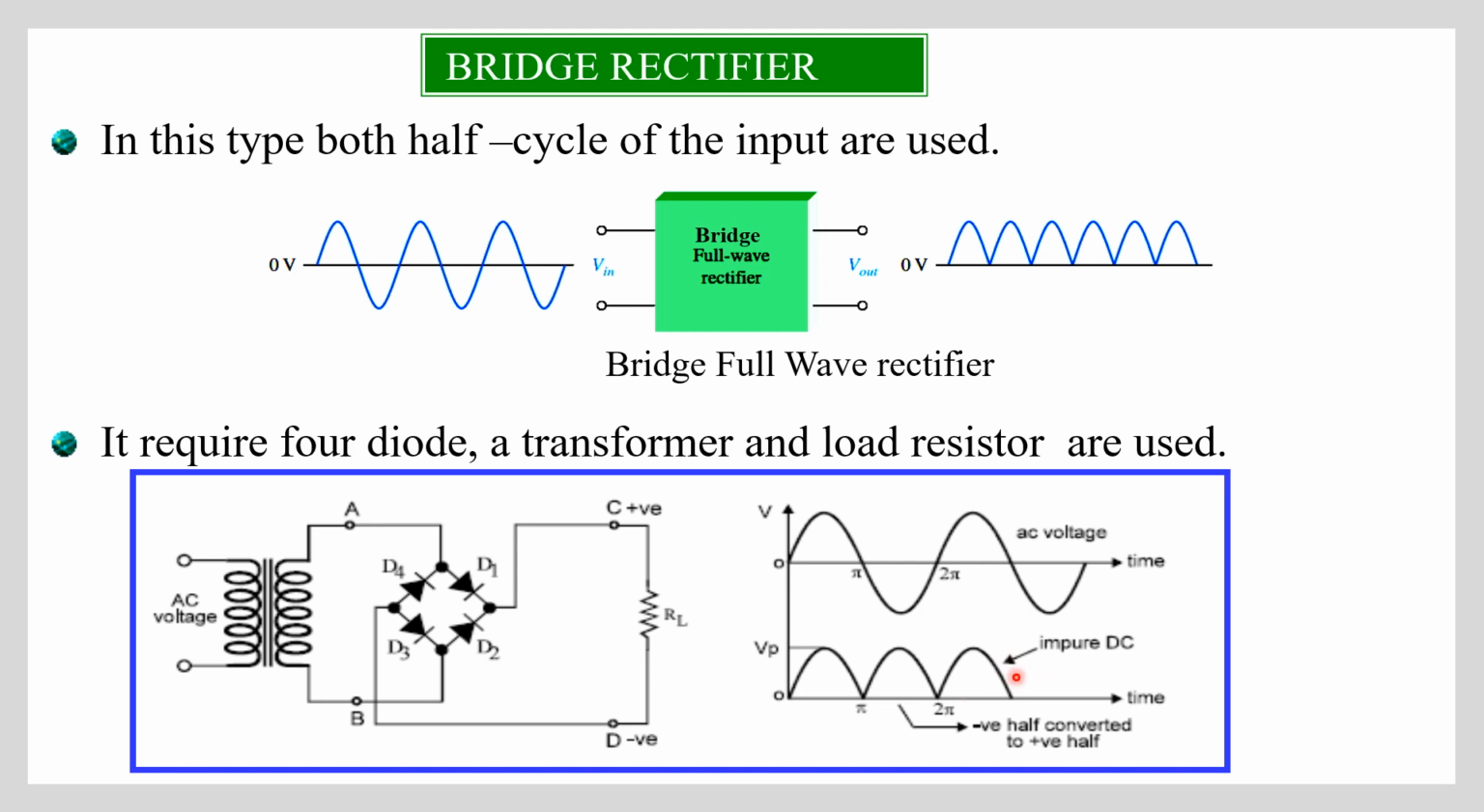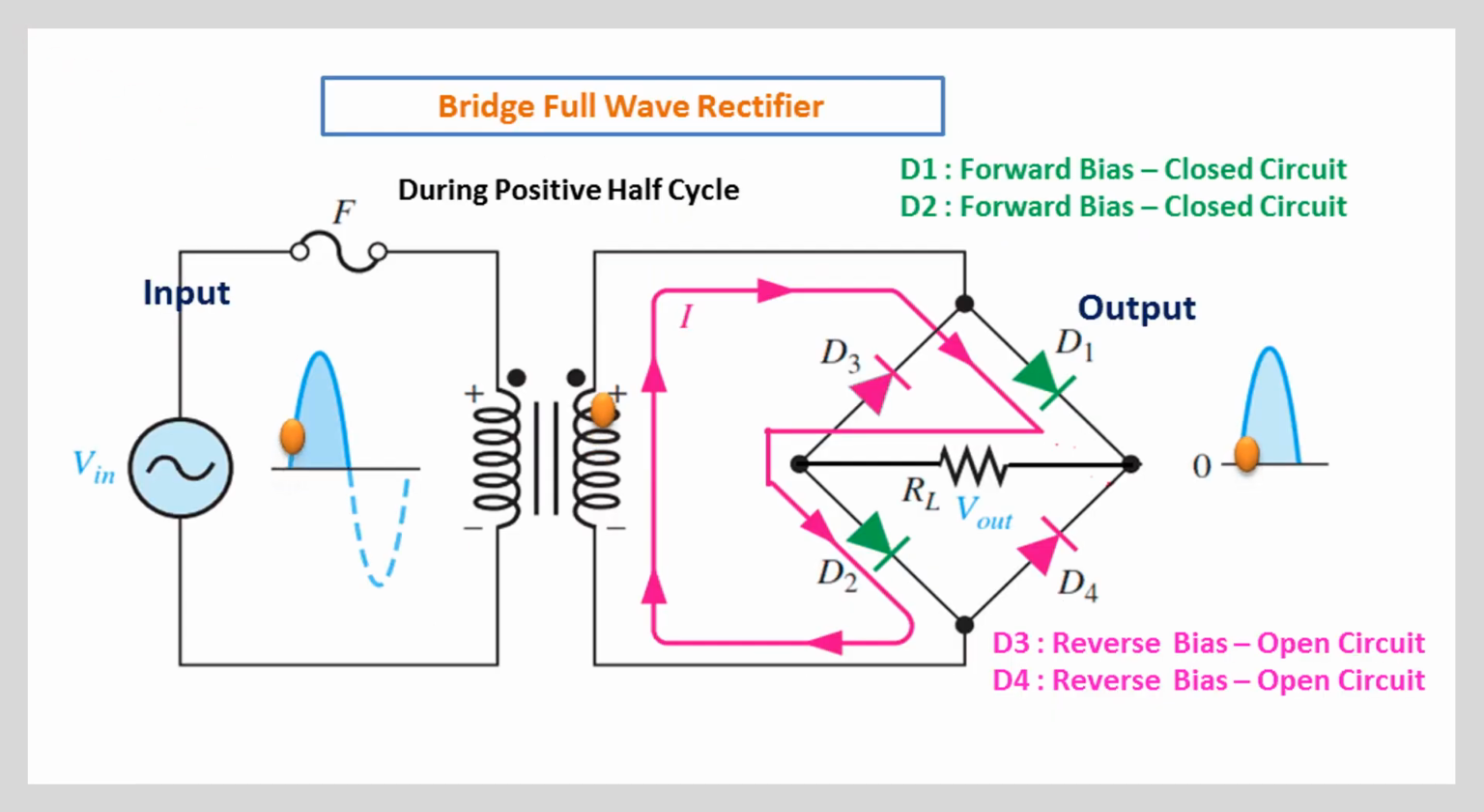The AC components are present in this DC voltage. So let us see what happens in the positive half cycle and negative half cycle. Let us see the positive half cycle. During the positive half cycle, diodes D1 and D2 will be forward biased and diodes D3 and D4 will be reverse biased, or open switches. So let us see how the current will flow through the load. The current will flow through diode D1, then RL and then D2, and the circuit will complete like this to the negative.